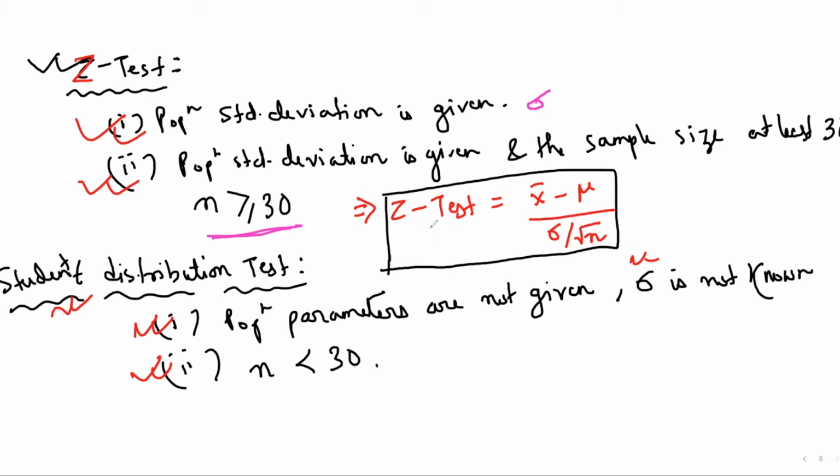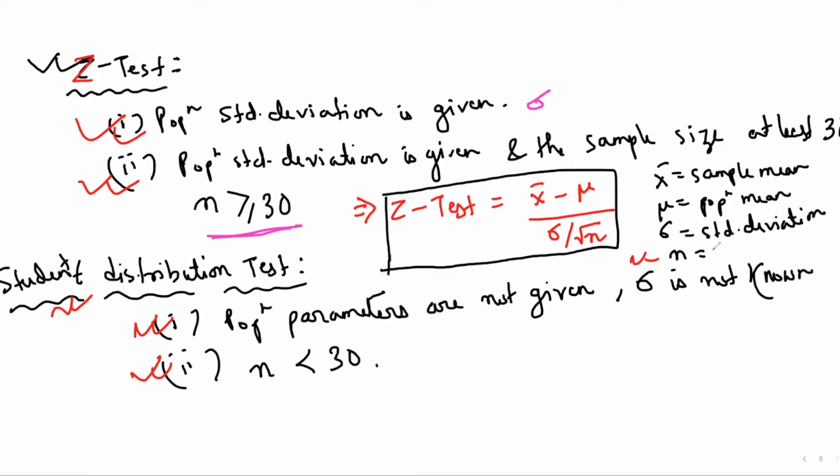Whenever you want to perform a Z test, this is the formula that we will use, where x bar is the sample mean, mu is the population mean, sigma is the standard deviation, and n is the number of samples, or sample size. This is the formula for Z test.